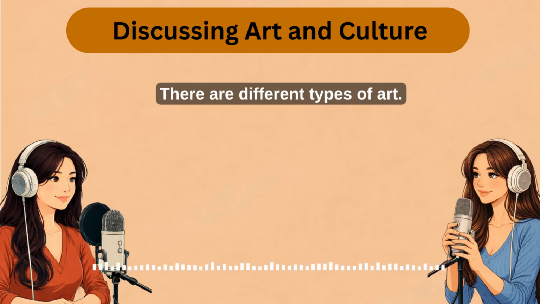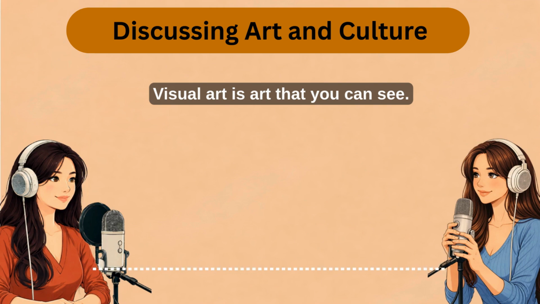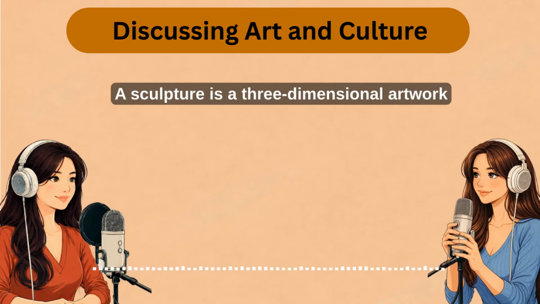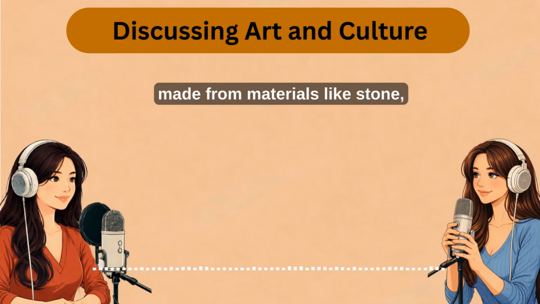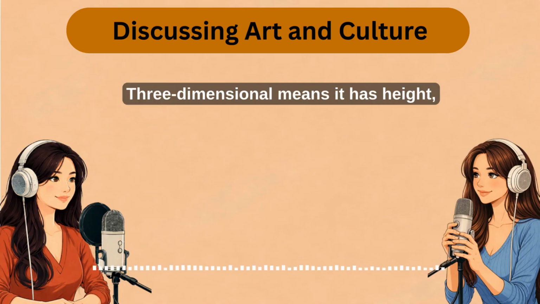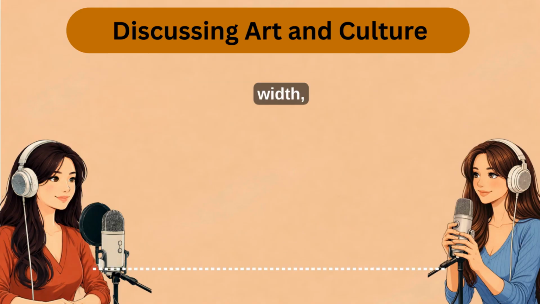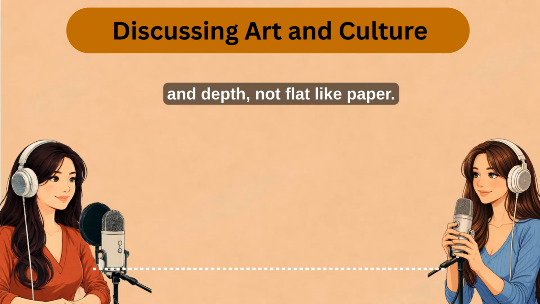There are different types of art. The first type is visual art. Visual art is art that you can see, for example, paintings, drawings, sculptures, and photography. A sculpture is a three-dimensional artwork made from materials like stone, metal, wood, or clay. Three-dimensional means it has height, width, and depth, not flat like paper.